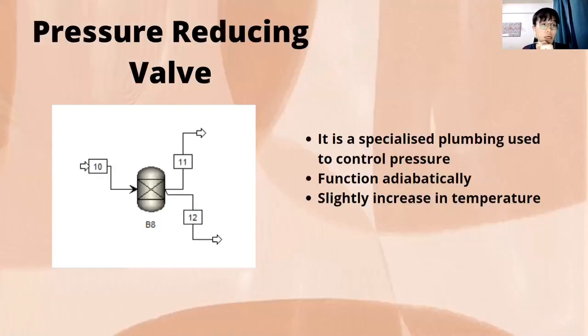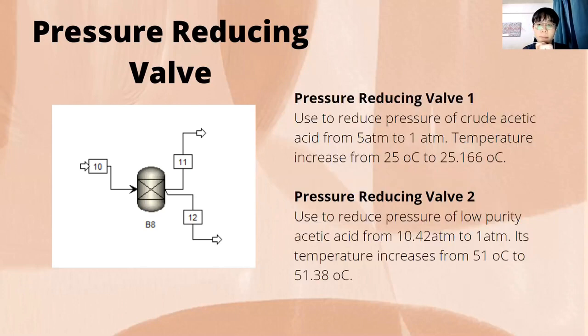The next one is the pressure reducing valve. It is a specialized piece of plant equipment which controls the pressure. When we calculate the temperature increase after the pressure reducing valve, we assume that it functions adiabatically. So that's why the stream will increase in temperature.